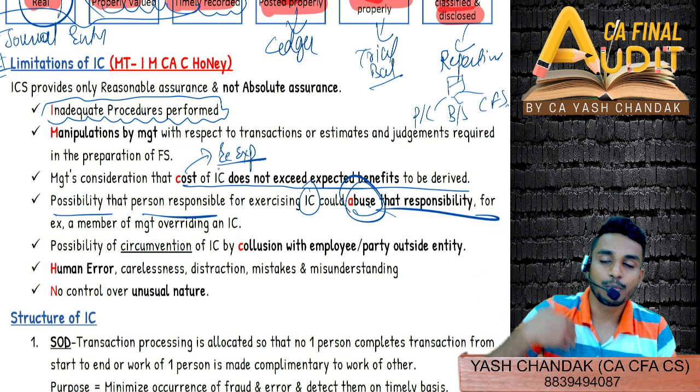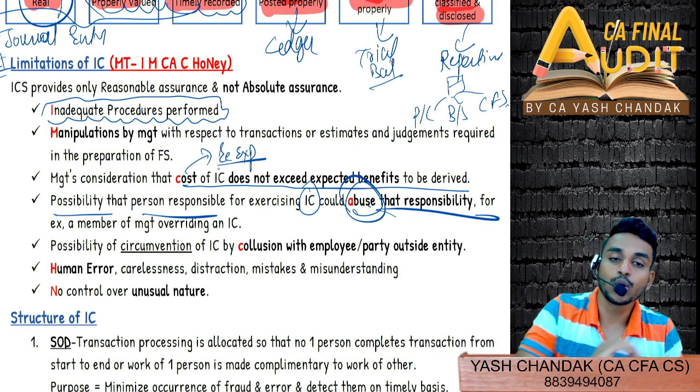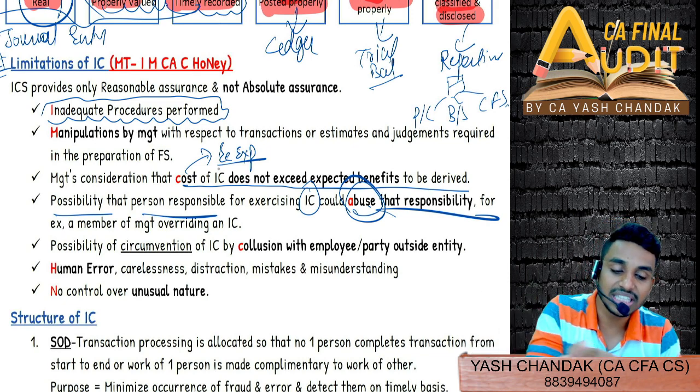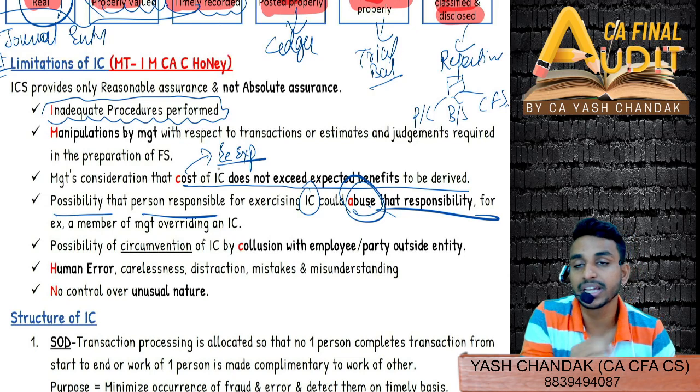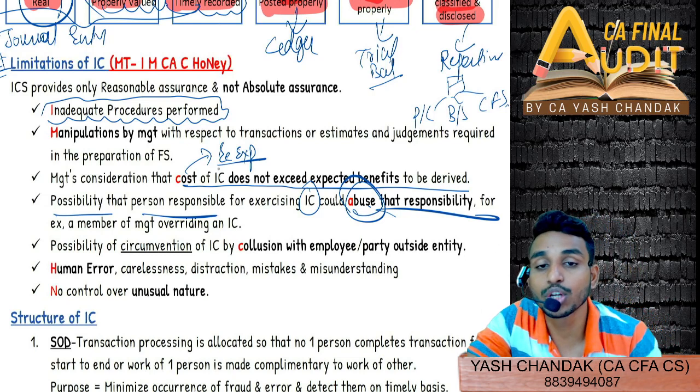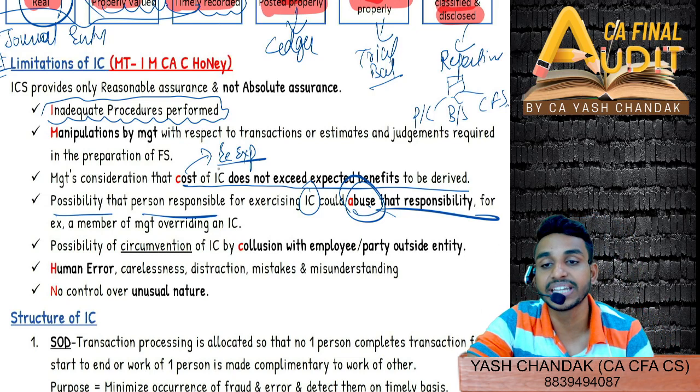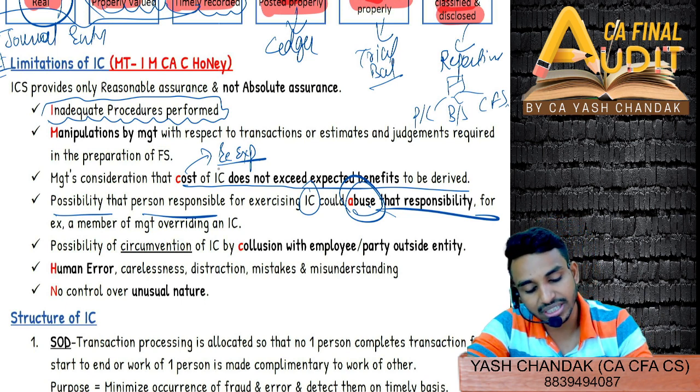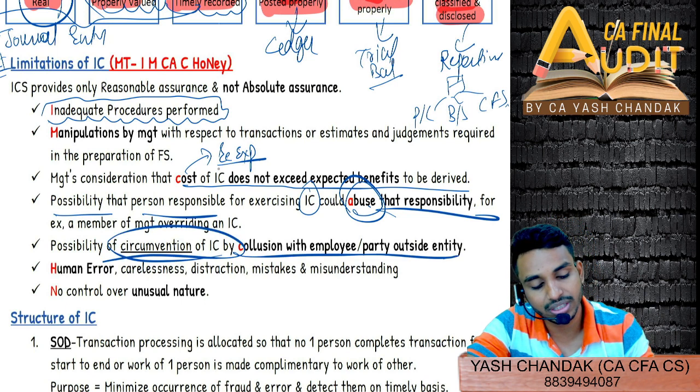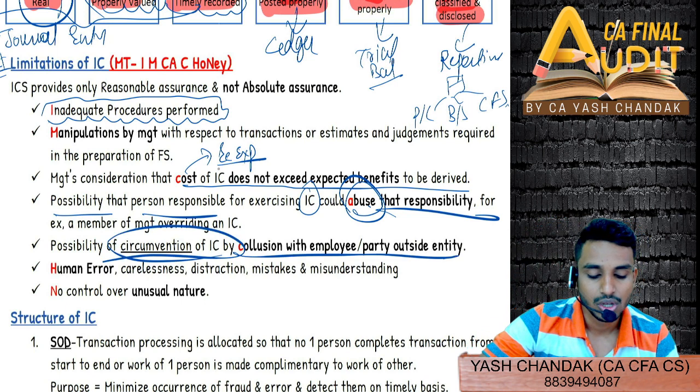Then the possibility that the person responsible for exercising internal control could abuse the responsibility. That means what? Suppose I gave you the responsibility and now you abuse it. I gave you the task to check all these numbers before submitting, but you fail to check. You are abusing that responsibility which I entrusted to you. Similarly, circumvention of internal control by collusion with employee or party outside the entity.